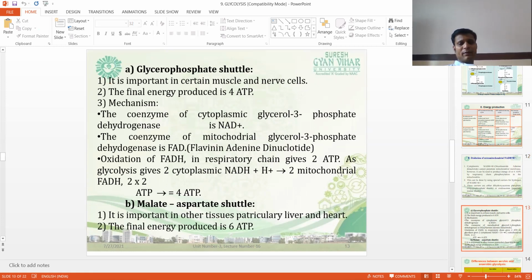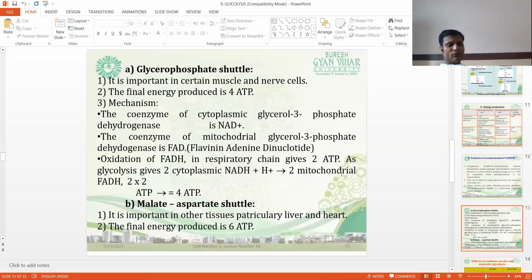We have this NAD plus transfer to the glycerophosphate shuttle. It is important in certain muscles and the nerve cells. The final energy produced is 4 ATP. The coenzyme of cytoplasmic glycerophosphate dehydrogenase is NAD plus, and the coenzyme of mitochondrial glycerophosphate dehydrogenase is FAD. The oxidation of FADH2 in the respiratory chain gives 2 ATP.